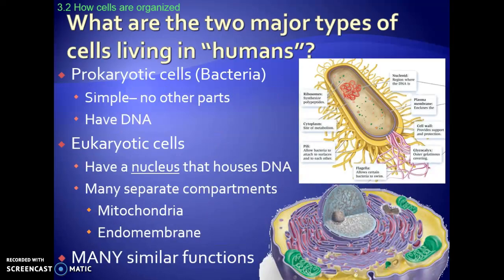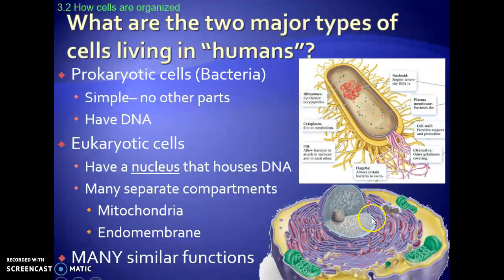Alright, the two major types of cells in humans: you have the prokaryotic cells. We have a lot of bacteria in and on us. Alright, prokaryotic cells, you see a picture of a bacteria cell here. Very simple. There aren't other parts to it. What you see is what you get here. They do have DNA, and then down here on the bottom you have eukaryotic cells.